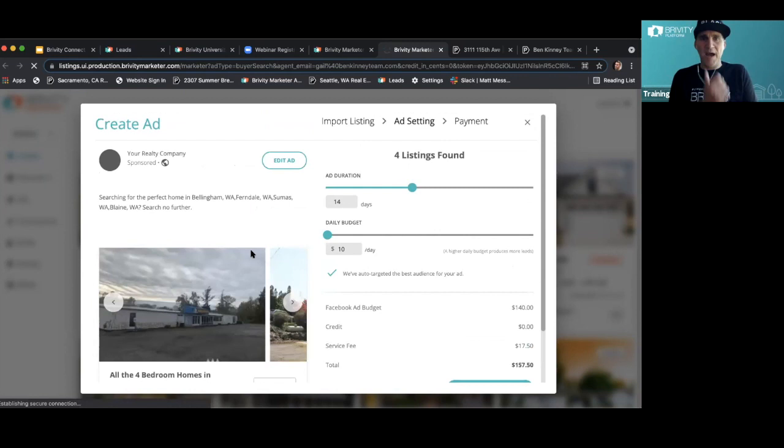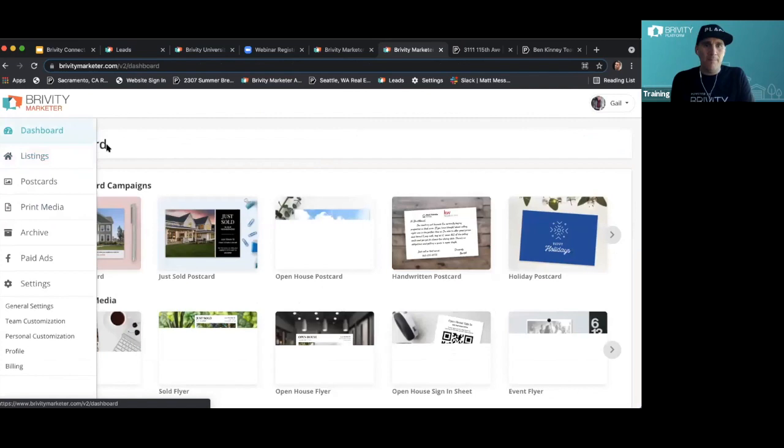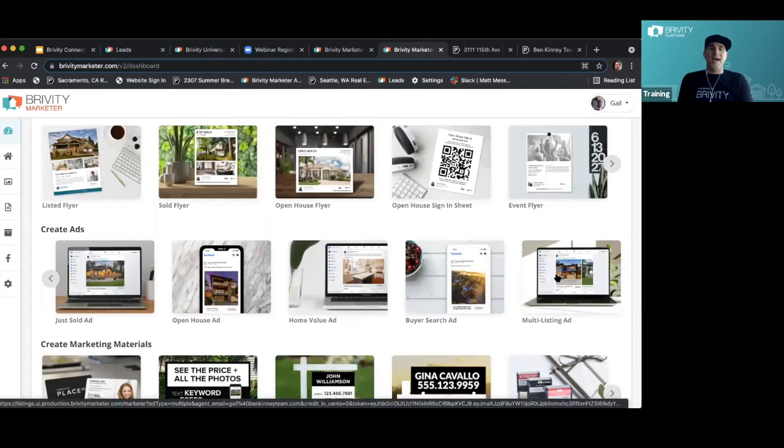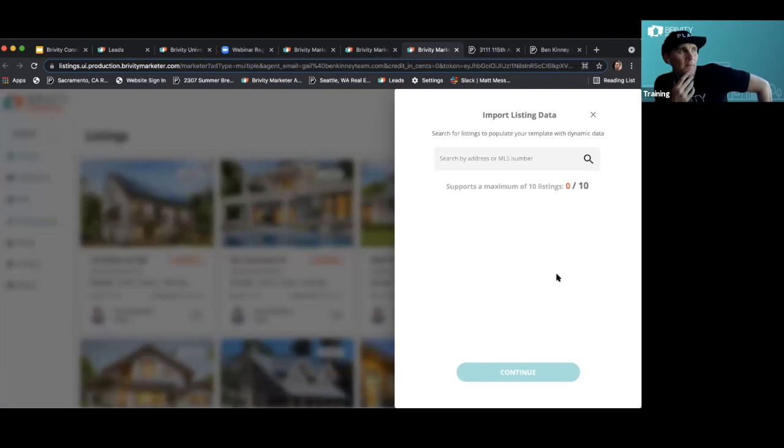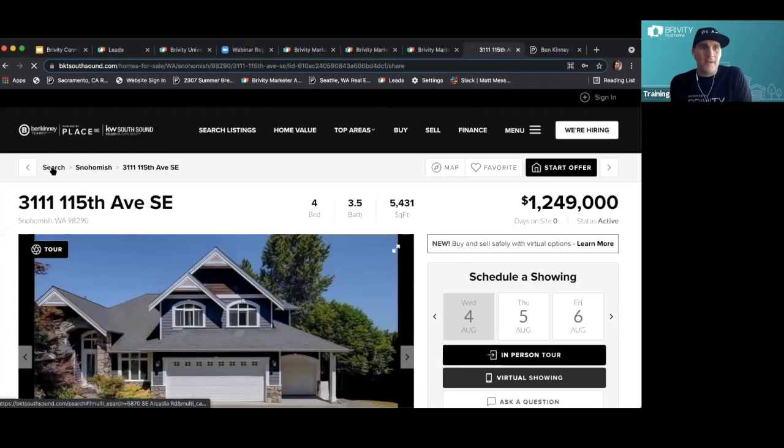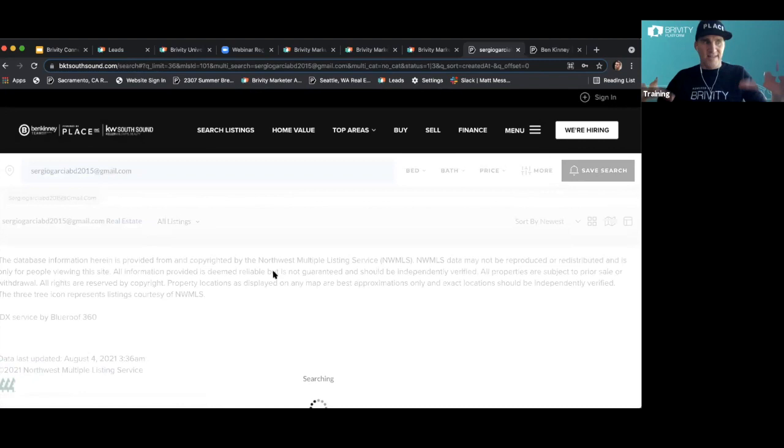Now, this last one is another great option. It's this multi-listing ad. So let's say you were like, you know what? I want to run an ad and I want to target investors. So I want to go find in my MLS right now the 10 best flip opportunities, right? However I get this information doesn't matter. I just need to come in here and find 10 properties that I think are flip worthy.